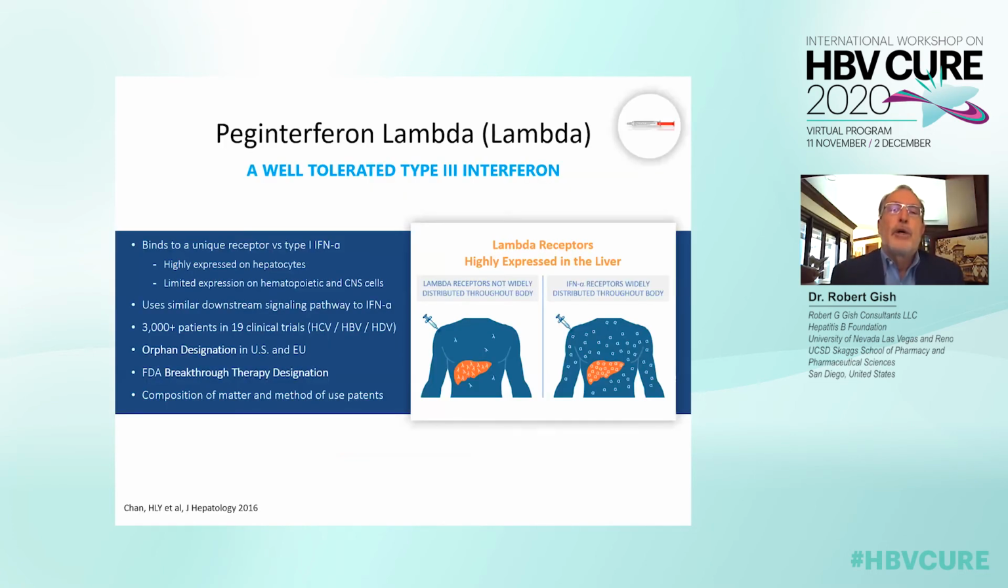Lambda interferon is a well-tolerated type 3 interferon that binds to a unique receptor highly expressed on hepatocytes. Over 3,000 patients have been looked at in 19 different clinical trials, and it has an orphan designation in the US and EU and an FDA breakthrough therapy designation.